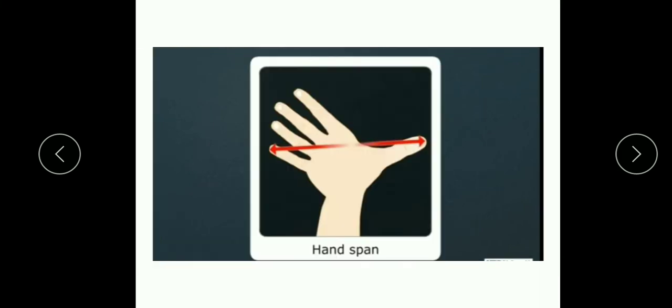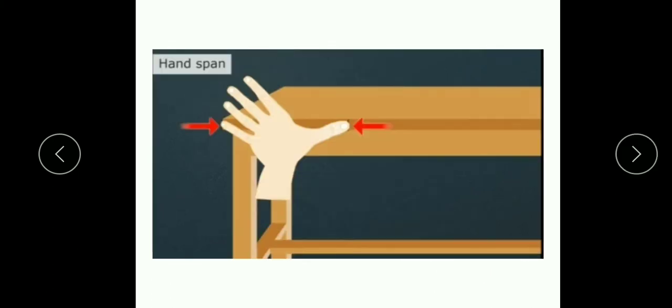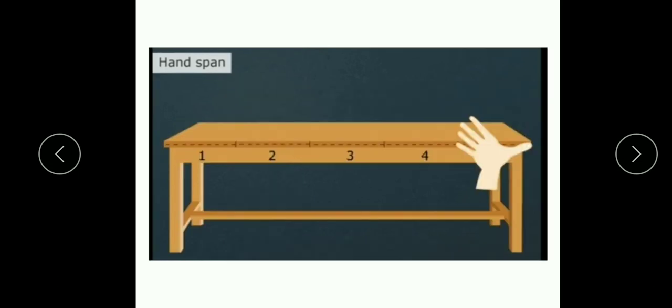See children, first example is hand span. Now what is hand span? It is the distance from the tip of the thumb to the tip of the little finger in a stretched hand. For example, we are measuring the edge of this table by using hand span. So, this table is about 5 hand spans.